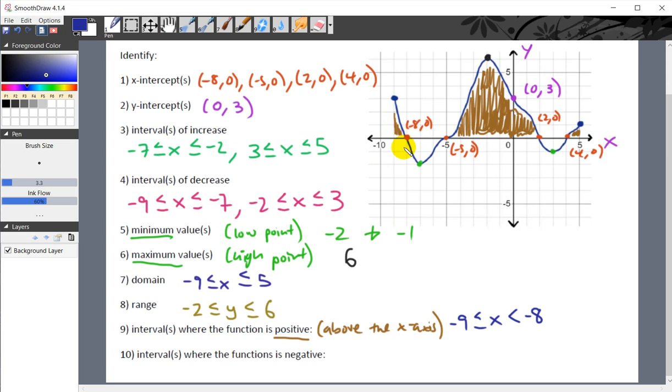Zero is neither negative nor positive, so it's not going to include -8. I do apologize for making that error. Okay, so that's going to be one part.